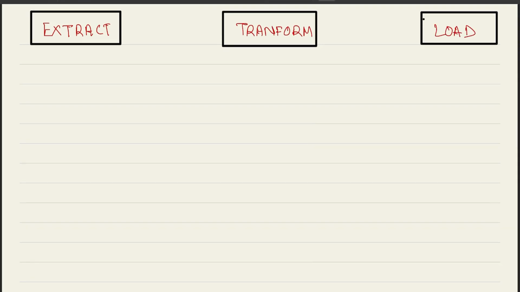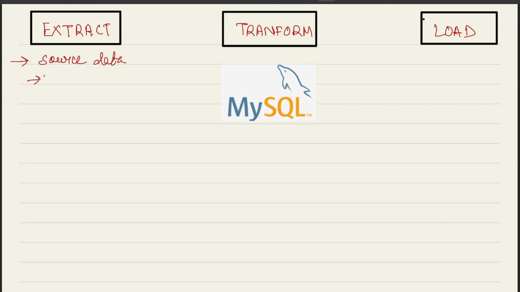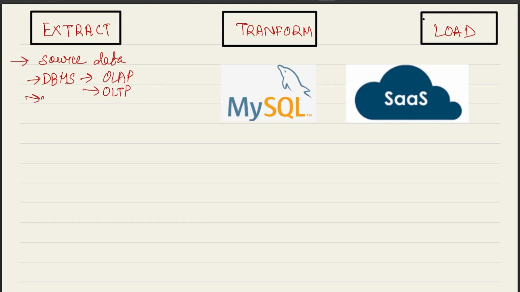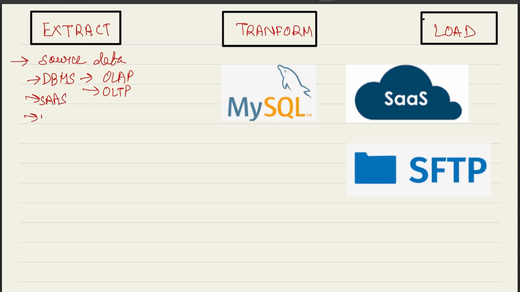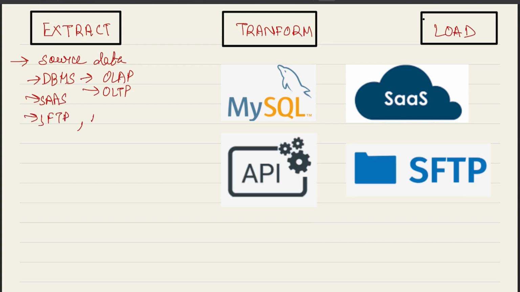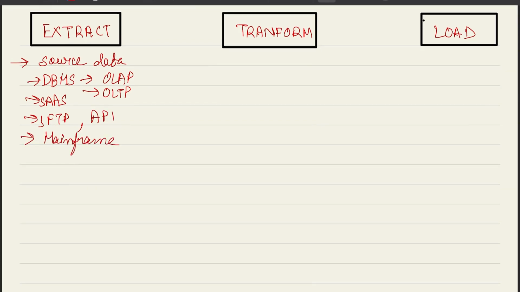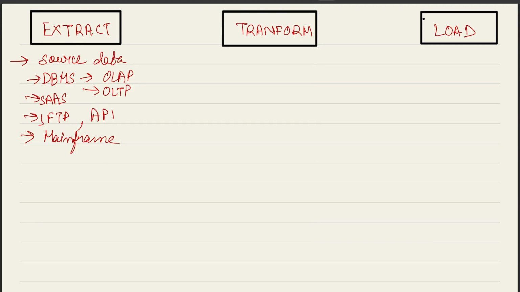In the extract part, you need to consider what the source of the data is. The source of the data could be a DBMS, an OLAP or an OLTP system. It could be a SaaS product, SFTP, an API, or a mainframe. There are many sources that you can get, and then you also have to decide how frequently these sources are getting changed. Depending on that, you will be extracting the data from the source.